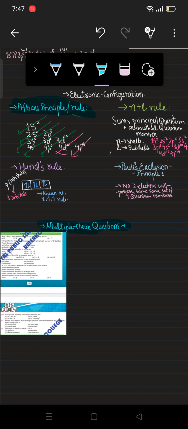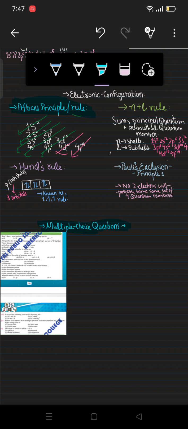What does the Aufbau principle or n plus l rule tell us about? It basically tells us about the filling of electrons from the lower energy level. Whatever shell, subshell or orbital has the lower energy will be filled first. All right. Then we discussed Hund's rule.